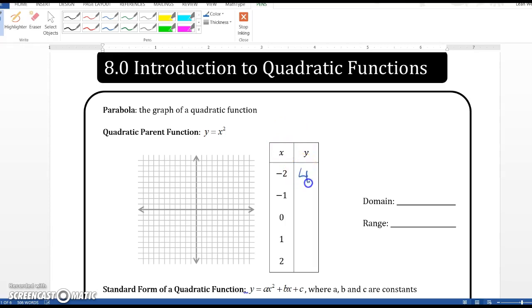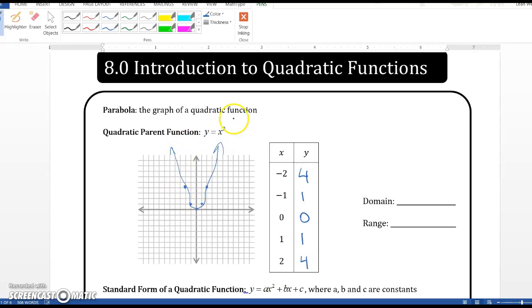So if we plug these in, you're going to get 4. I'm just squaring this number. 4, 1, 0, 1, and 4. And if you go and place those on the graph, then you will get these points. So go ahead and graph this. Pause this video anywhere that you need to keep up. I'm going to go through it as quickly as I can.